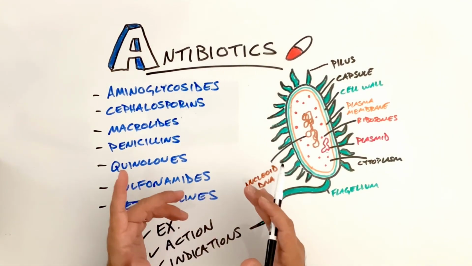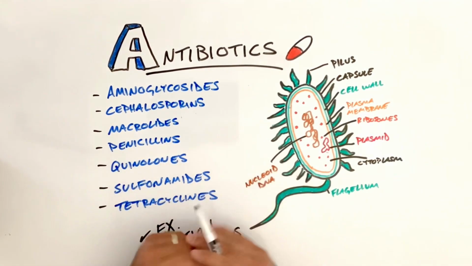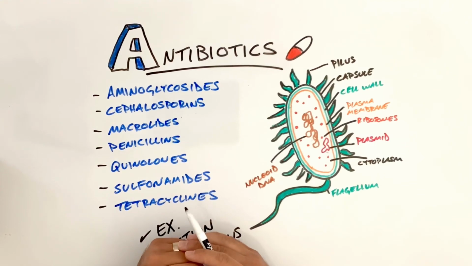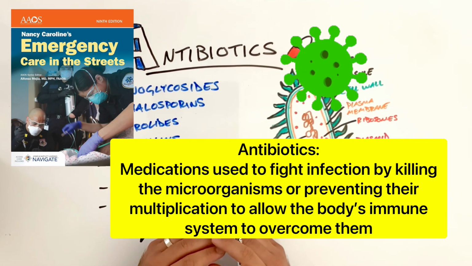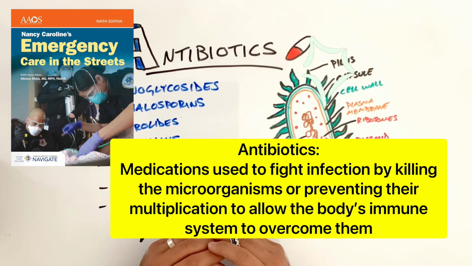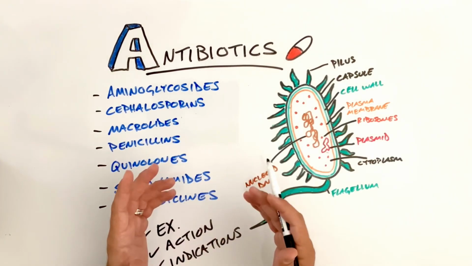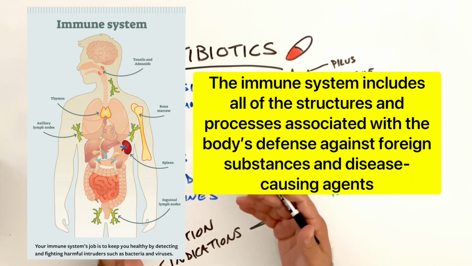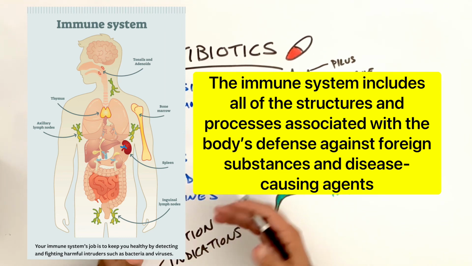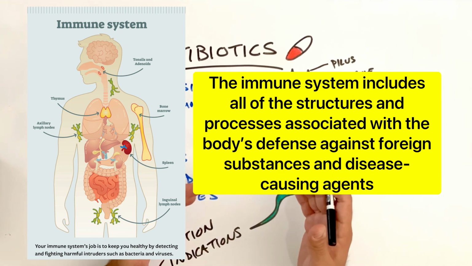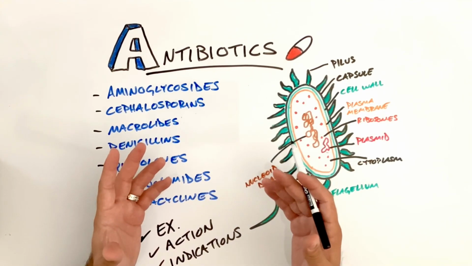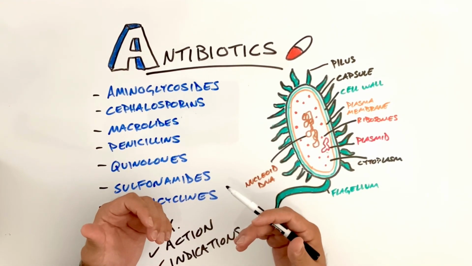So what is the definition of an antibiotic? In Nancy Caroline, 9th edition, volume 1, these are medications used to fight infection by killing the microorganisms or preventing their multiplication to allow the body's immune system to overcome them. Great. So we are using this in conjunction to help our immune system. If we have a severe bacterial infection, the antibiotics are going to kill the bacteria in some way or prevent it from multiplying so our immune system can do its job.